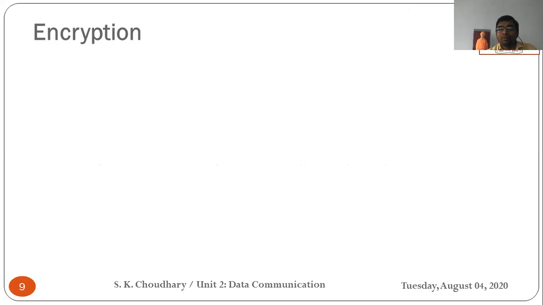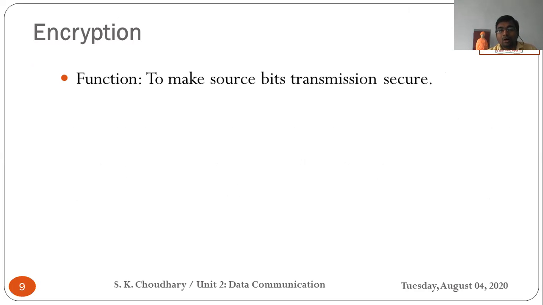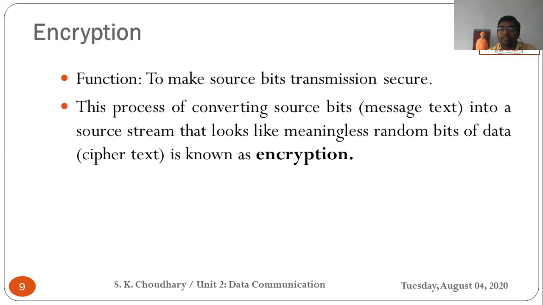Now this information sequence would be fed to the encryption block. So what is the function of the encryption block? The function of the encryption block is to make the source bit transmission secure. It provides the security. So how does it provide the security? This process of converting the source bits or message text into a string that looks like meaningless random bits of data, also known as the ciphertext, is called encryption.